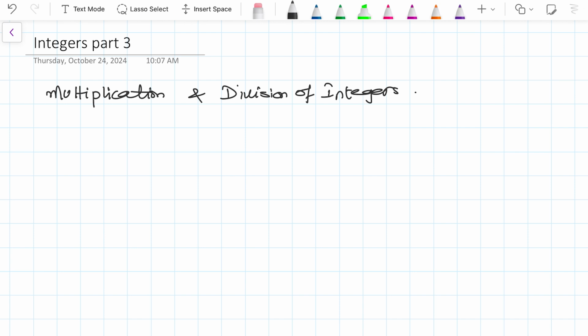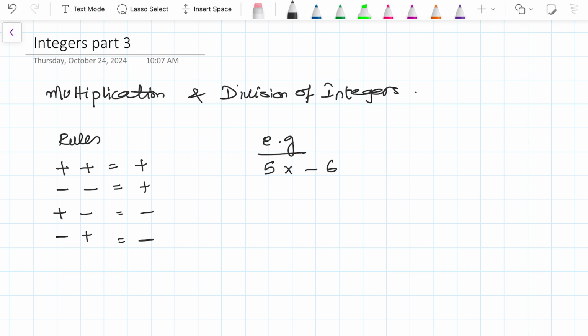So let's take an example. We know the rules. Let's review the rules first. The rules are plus plus is a plus, minus minus is a plus, plus minus is a minus, and minus plus gives you a minus. That means, for example, if you have 5 into minus 6, multiply the numbers, which is 30, and a plus minus, when you multiply them, you get a minus 30.